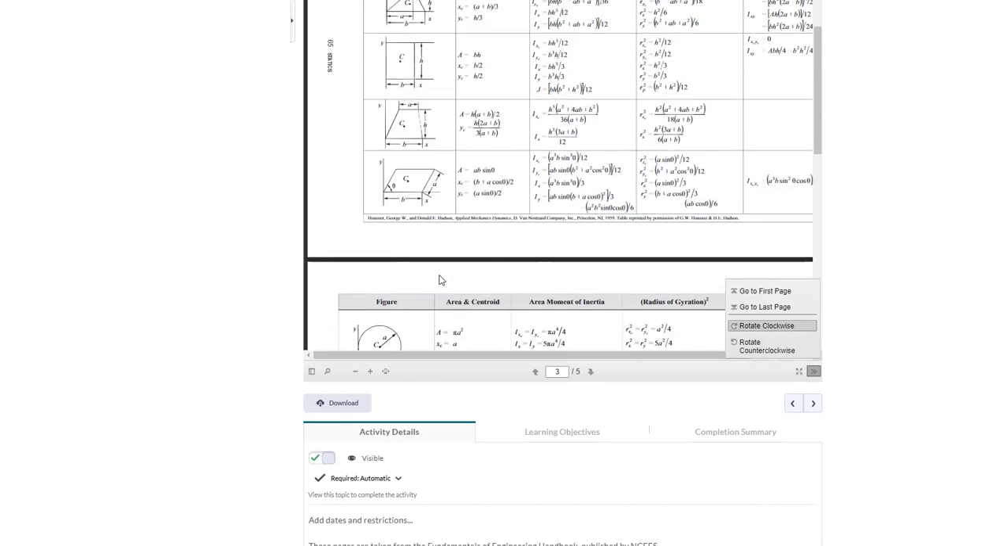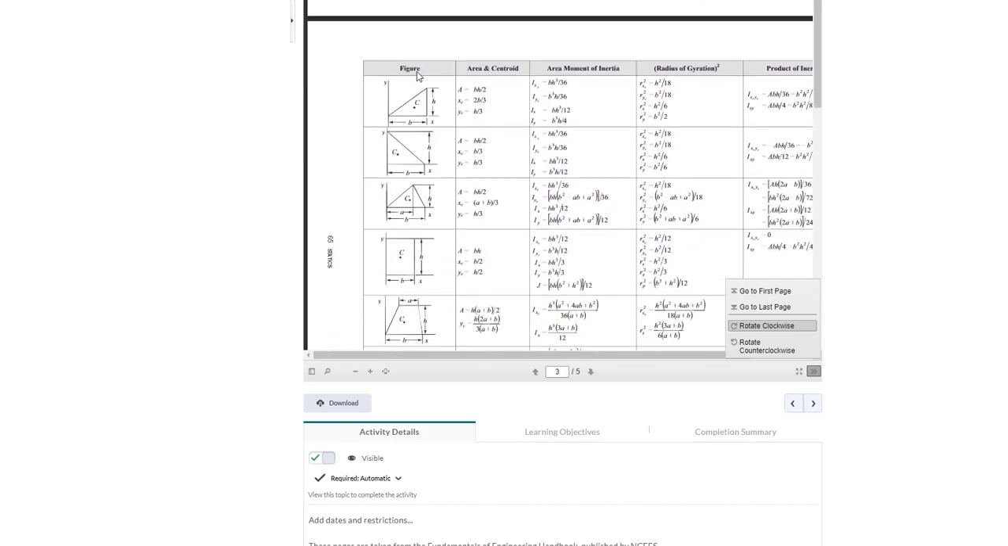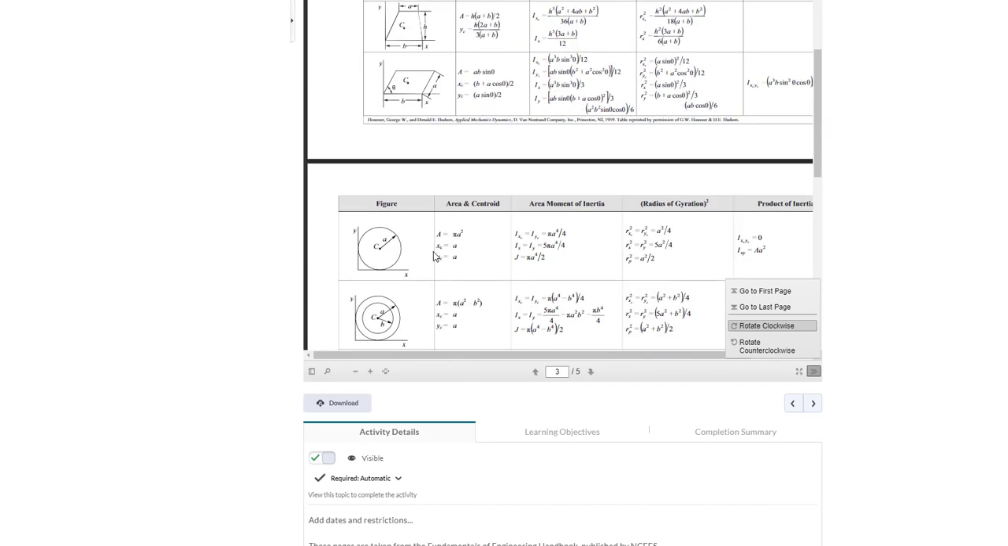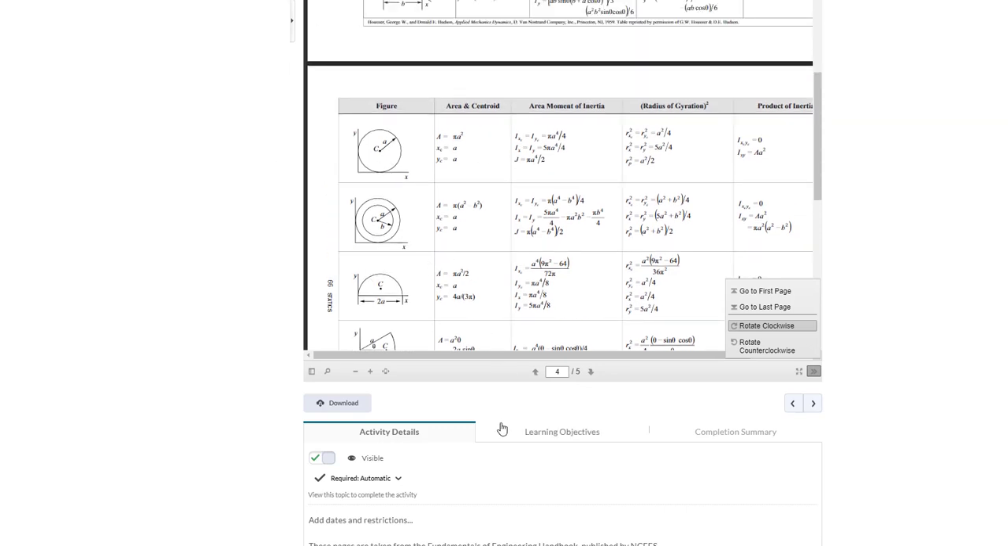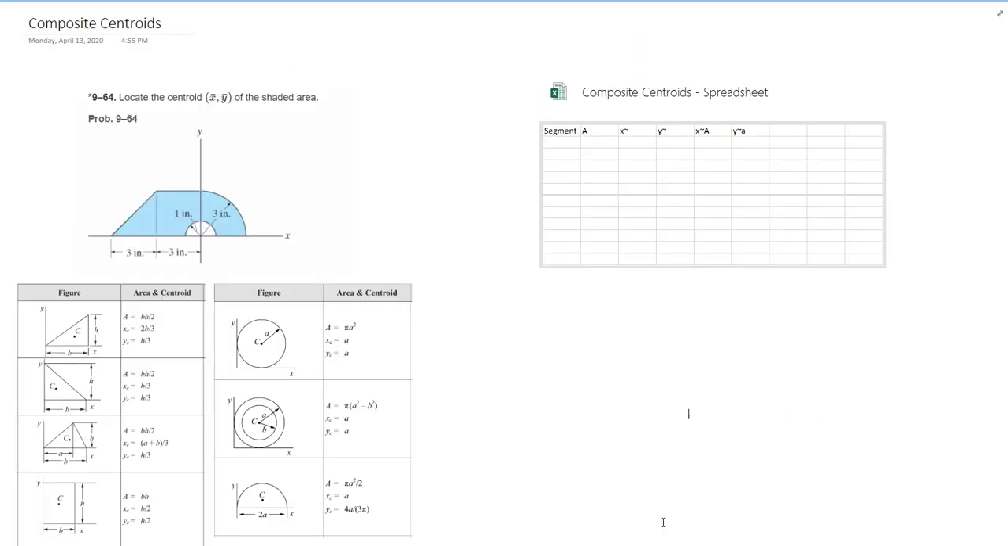To be able to turn this around so we can see it better, at the bottom of the PDF, there's this little double arrow for tools, and on there you can select rotate clockwise. Okay. So I'm going to take some of these triangles, that rectangle, some of these circles, arcs, and copy some of these formulas over into my solution.